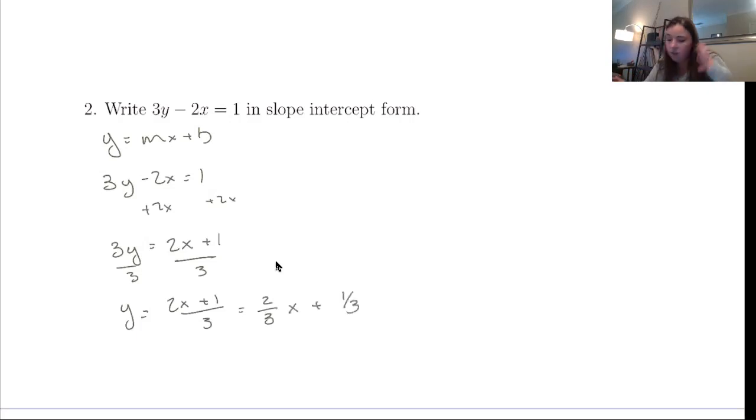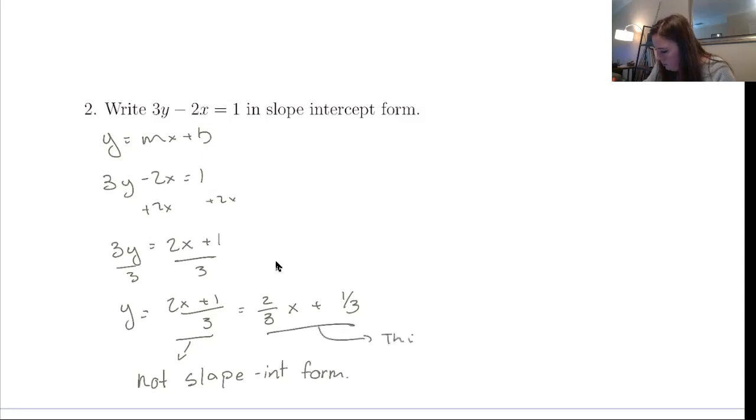The point of slope intercept form is to easily see the slope and easily see the y-intercept. Writing it like this is not slope intercept form. Okay. This is. Alrighty.